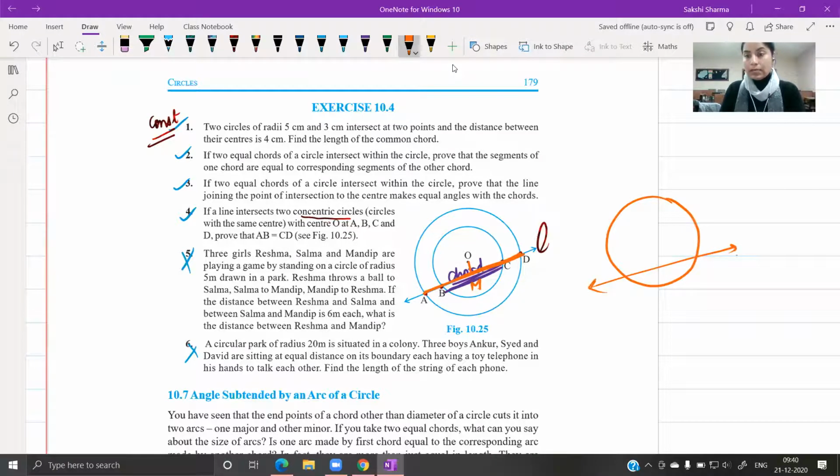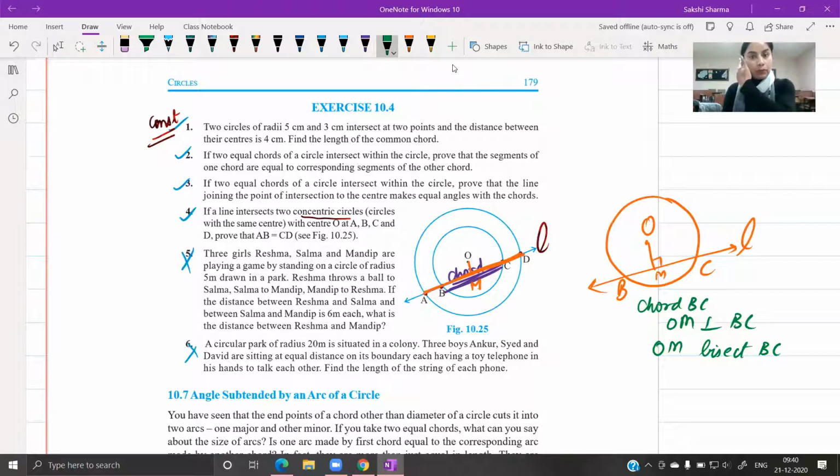just focusing that this is line L, this is the smaller circle, and we have drawn a perpendicular from O. And since BC is your chord, OM is perpendicular from the center, it will bisect BC. You have this theorem: perpendicular from the center bisects the chord. So you will have BM equals MC.